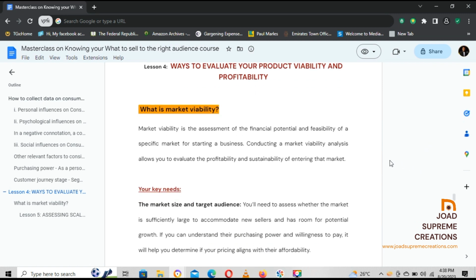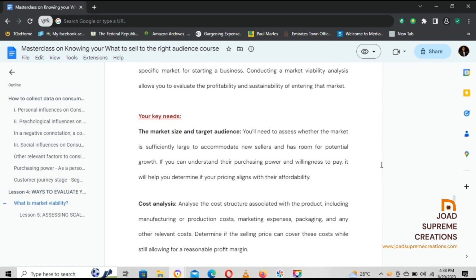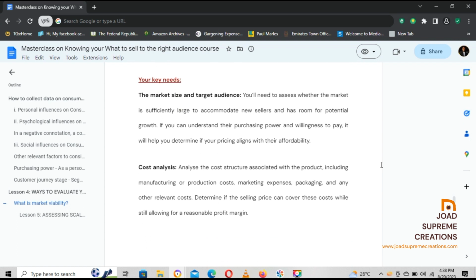Now, here are the key needs that you need. Here are your key needs: the market size and target audience. You need to assess whether the market is sufficiently large to accommodate new sellers and has room for potential growth. If you can understand their purchasing power and willingness to pay, it will help you determine if your pricing aligns with their affordability. We've talked about it in the previous lesson, right?